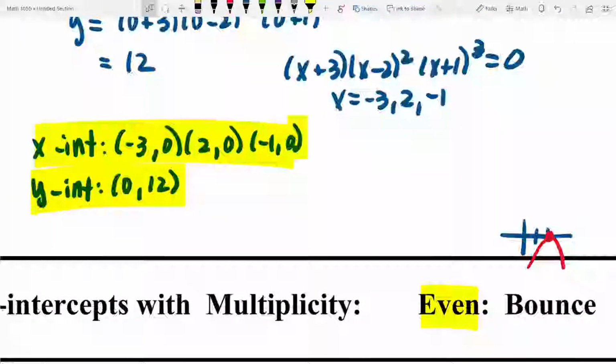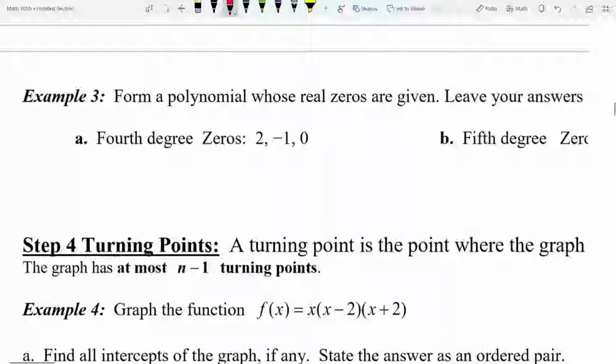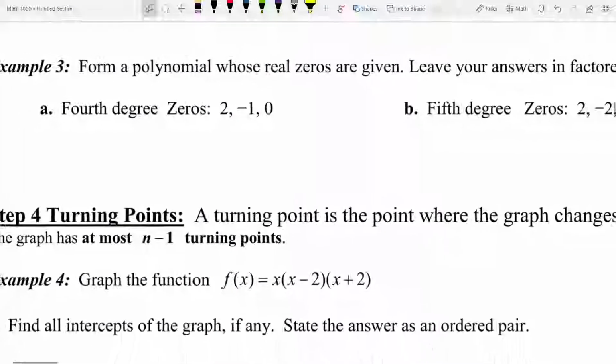Okay, let's come over here to C. You've got 3 of them. Negative 3 came from here, exponent's 1, that's a crossing x-intercept. 2 came from here, exponent's even, that's bounce. Negative 1 came from here, that's odd, that means cross. Okay? All right, now we're going to get ready to graph these things in a second.